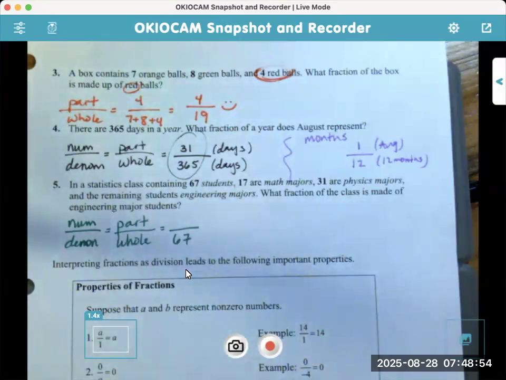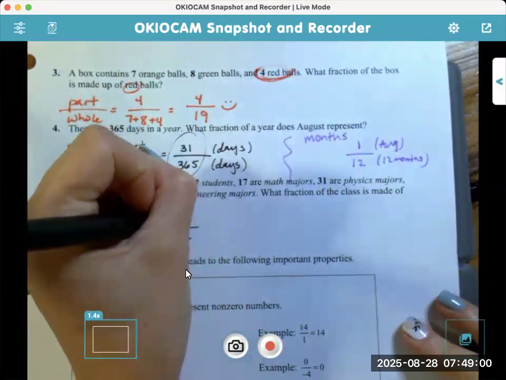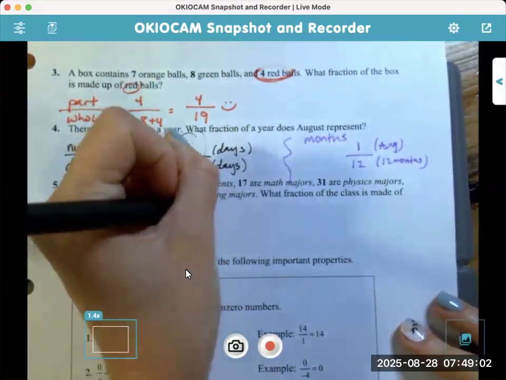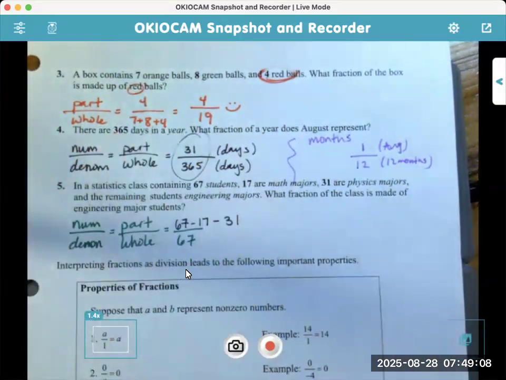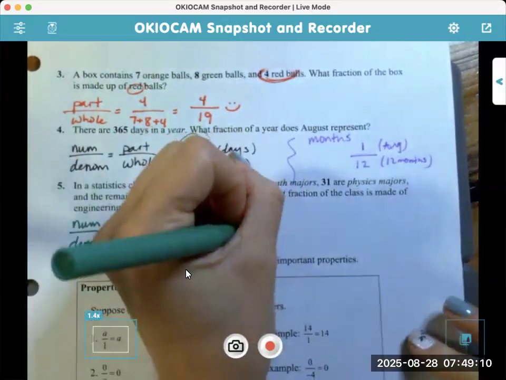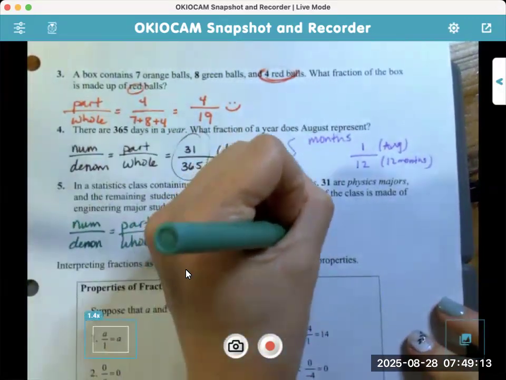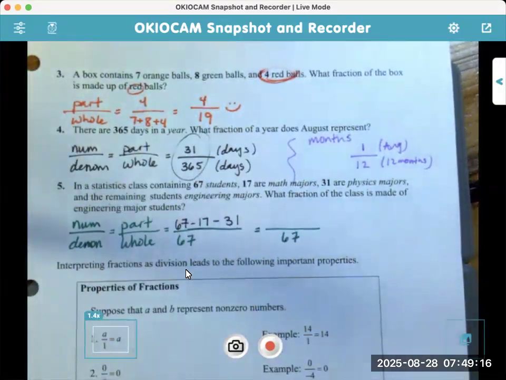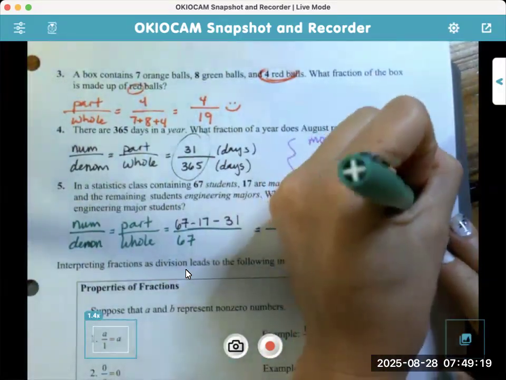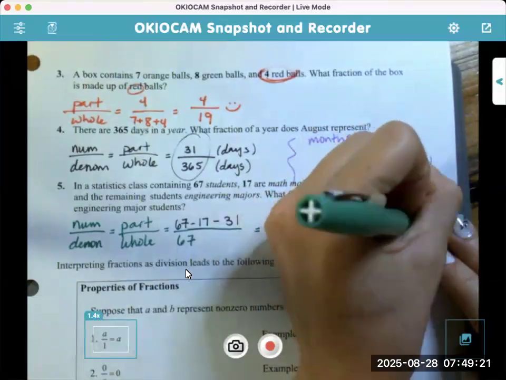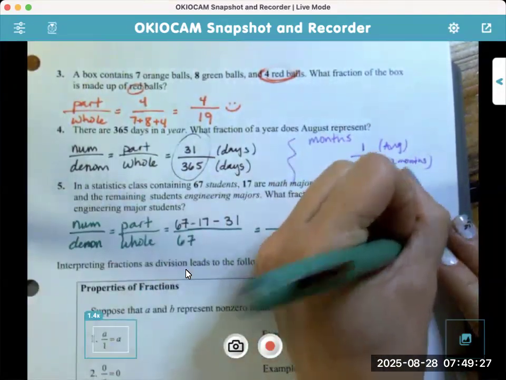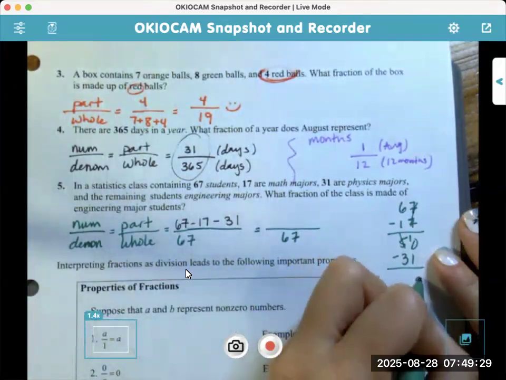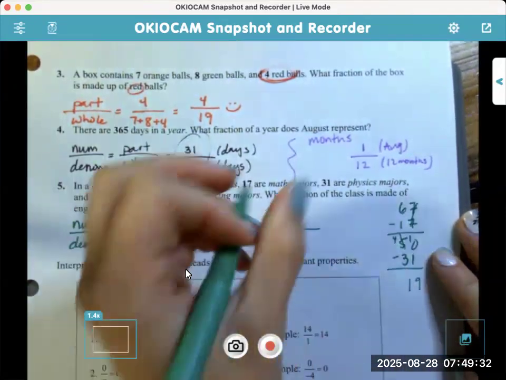17 math majors, 31 physics majors, and then the remaining students are engineering. What fraction of the class is made of engineering students? Here we have to do a little bit of side math. We know that the total is 67, subtracting the math majors, subtracting the physics majors. So 67 minus 17, the 7s cancel out, that's 50. 50 minus 31. Carry the 1, that's 9. The 5 becomes a 4, so that's 19.